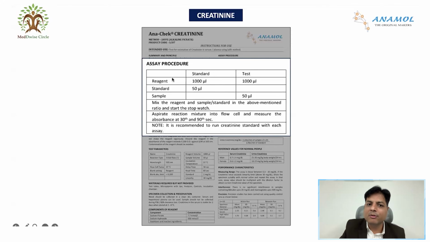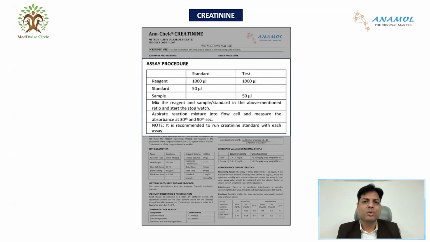For standard, we have to add 1000 microliter of reagent, which is a working solution. And in that, we need to add 50 microliter of standard. In the test, we need to take 1000 microliter of reagent, which is the working solution, and we need to add 50 microliter of patient sample. Then we need to mix it in the above-mentioned ratio and start the stopwatch. And then we need to aspirate the mixture into the flow cell and measure the absorbance at 30 seconds and 90 seconds. So this exactly is the procedure of performing the test.